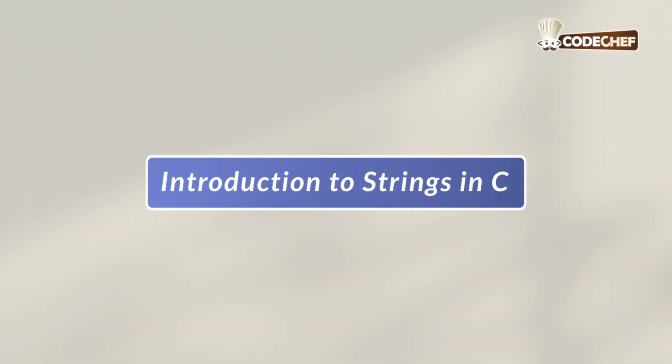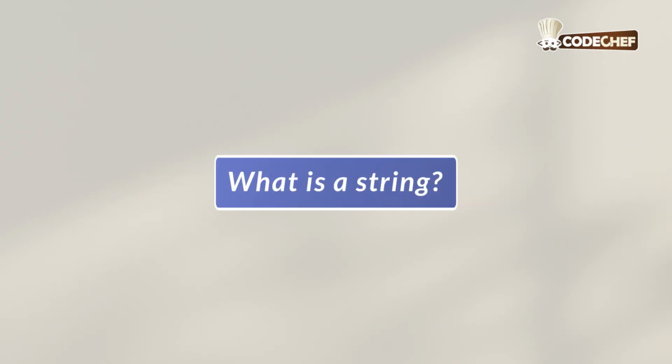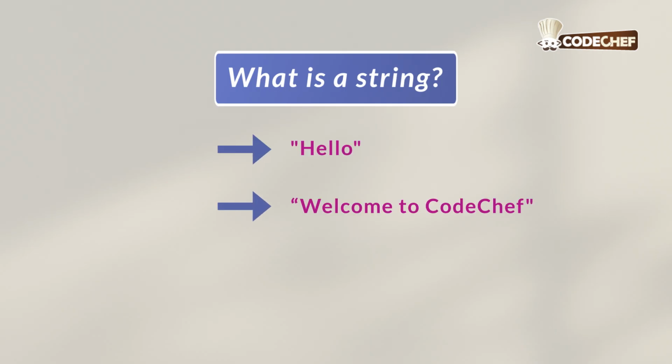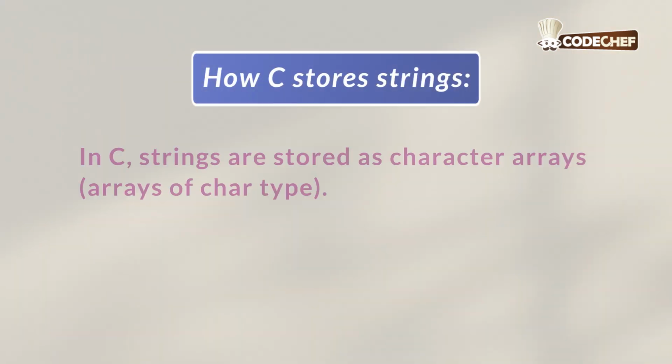Let's talk about strings in C. What is a string? A string is simply a sequence of characters, like a word, sentence, or any text. For example, "hello", "welcome to CodeChef", "John", "12345". In C, strings are stored as character arrays of char type.